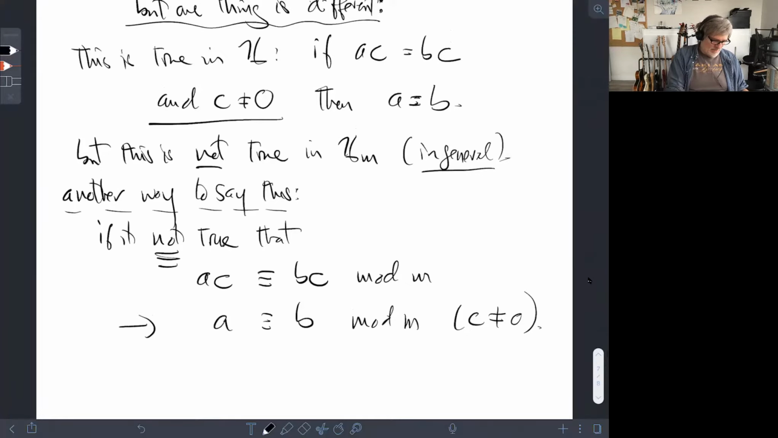This is exactly the same statement that I was making about Zm, right? But anyway, A times C and B times C, if you compute them in Zm, they're equal if they're congruent mod M.